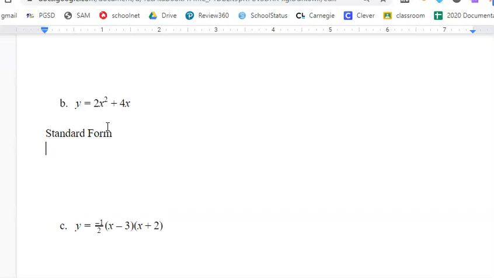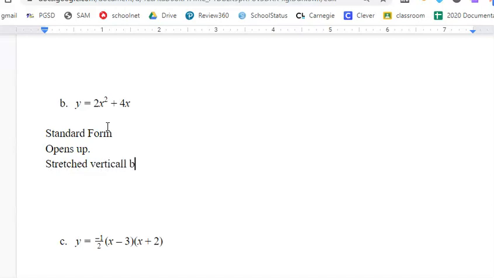Well, just like before, I can tell that it opens up. I do know this one is stretched vertically by a factor of 2. Oh, I left a letter out. Let's fix that. Because of the 2 in the front, it's going to be stretched. So it's going to be a tall, skinny parabola. So let's hit enter and see what else we can say.